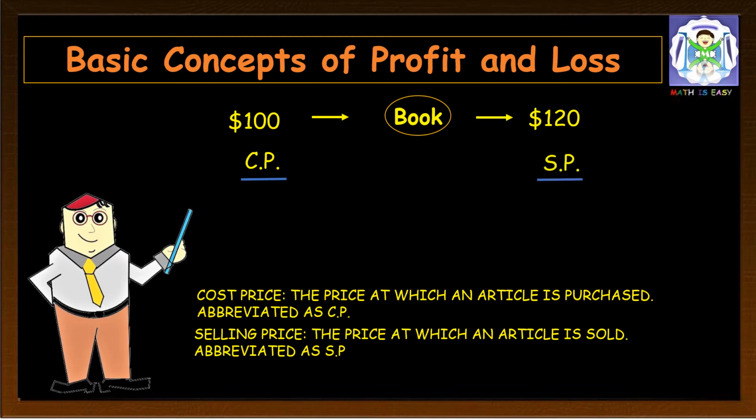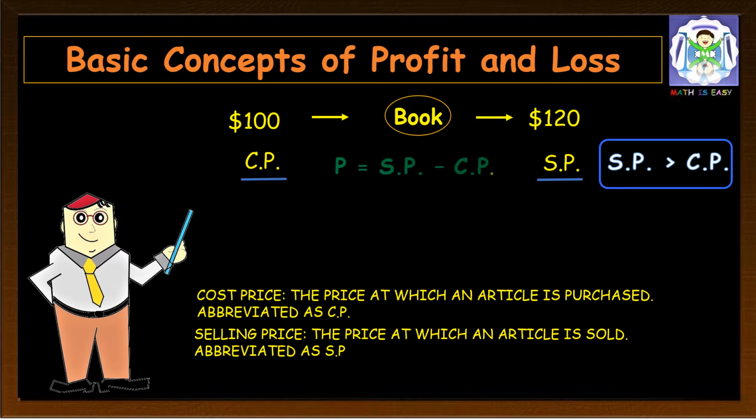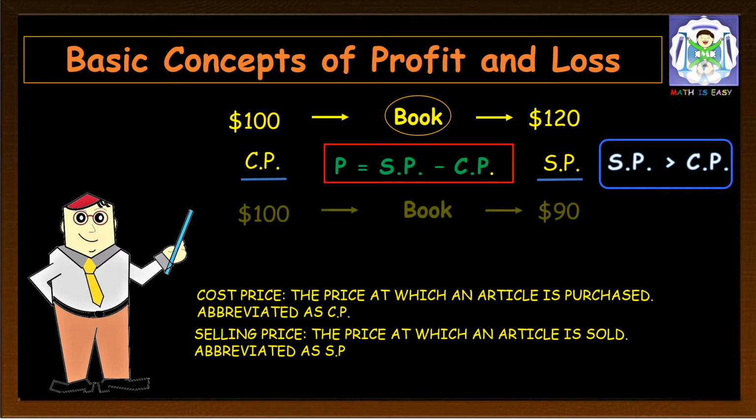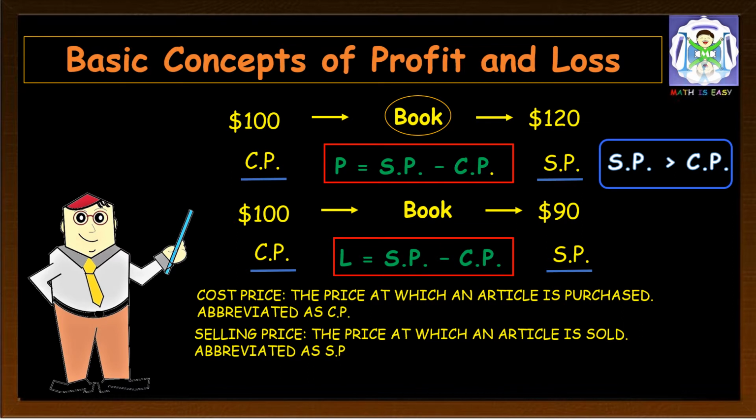So when you sell a book at a higher price than the CP, which is the cost price, you will gain some money, which is called the profit or gain. So we can say that profit is equal to selling price minus cost price. Now taking another case, you buy the book at $100 and due to some reason you sell that book for $90. So in that case you will lose some money. You are losing $10. The loss is the cost price minus the selling price.